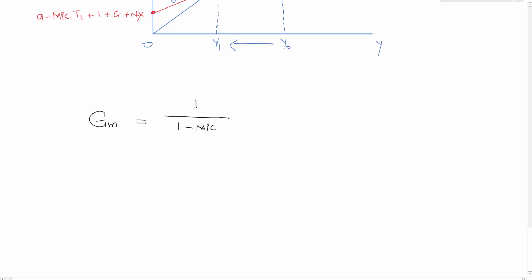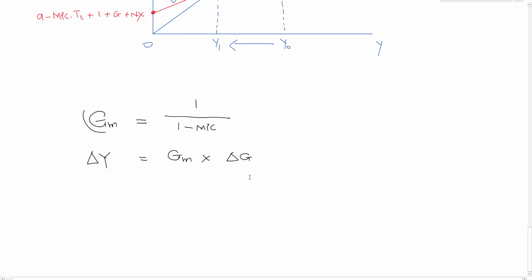Now, once you get the government spending multiplier, what do you do with it? Well, you now need to use this function. Change in Y is the impact on the GDP, so delta Y is the change in Y. This is equal to the government spending multiplier, GM, that we just calculated here, times the change in G.